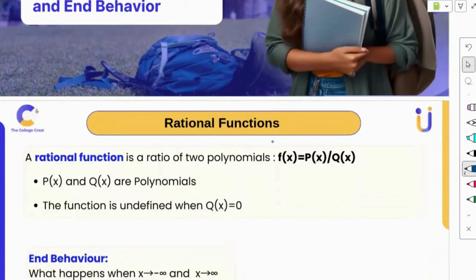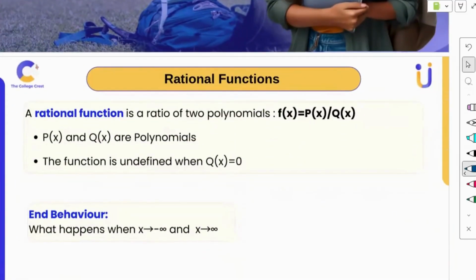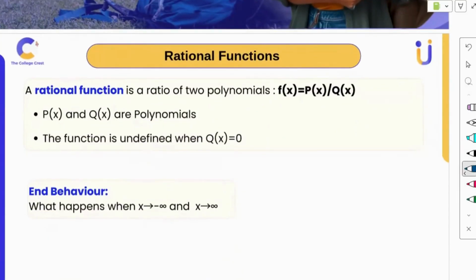Right, let's get started. So first, what is a rational function? The definition: a rational function is a ratio of two polynomials. It will look like P of x over Q of x, where P of x and Q of x have to be polynomials. The function will go undefined whenever the denominator equals 0, so the denominator should not be equal to 0. At those values, it will become undefined. This is the rational function definition, a fractional structure.